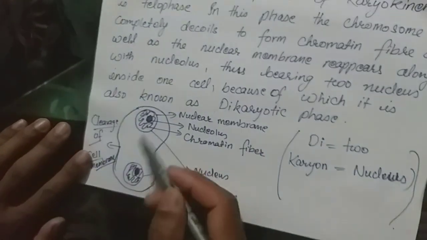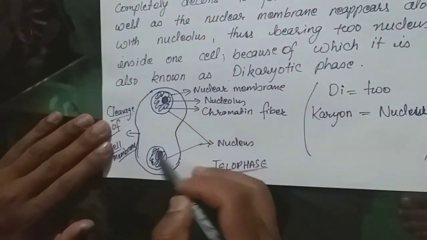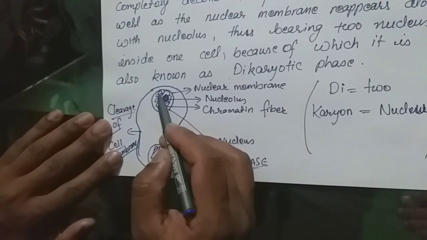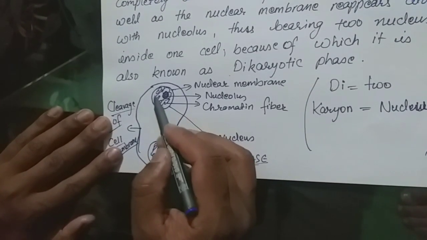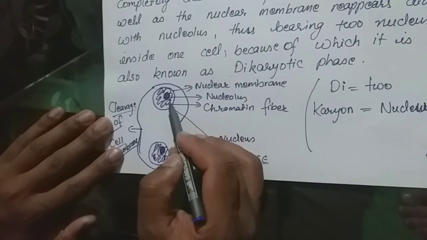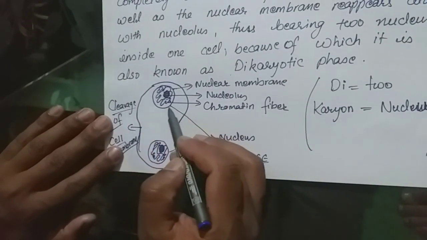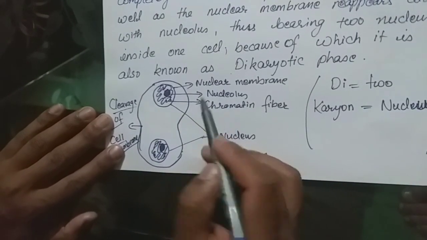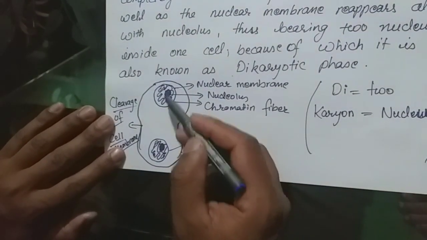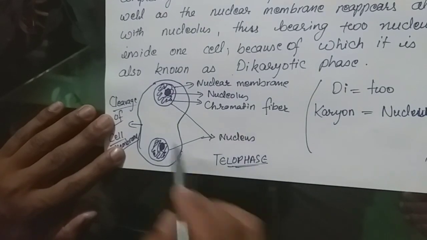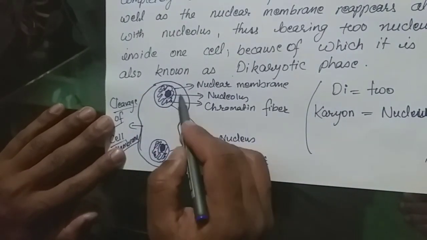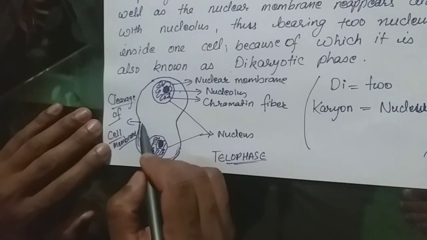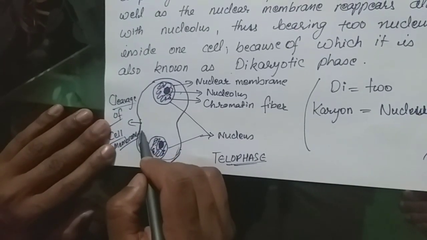Now in this case, you can see in the structure that the chromosome, which was X-like or V-like structure, has already decoiled and formed a chromatin fiber, and there is a complete appearance of the nuclear membrane as well as the nucleolus. Not only that, but we can observe two nucleus inside one cell, as well as some cleavage in the cell membrane.